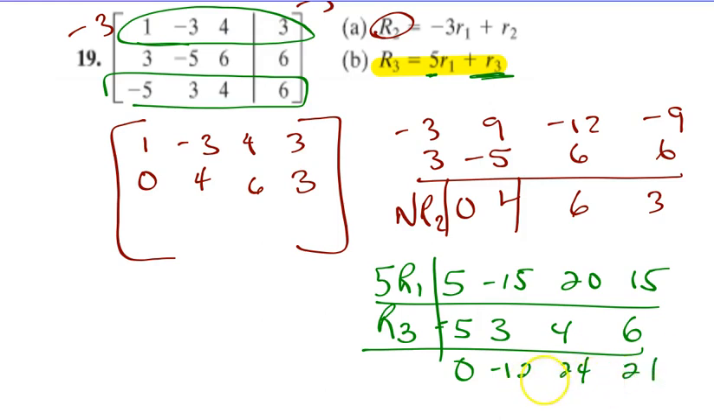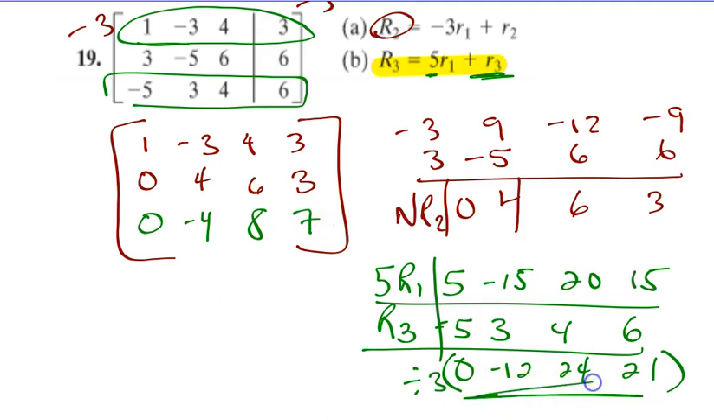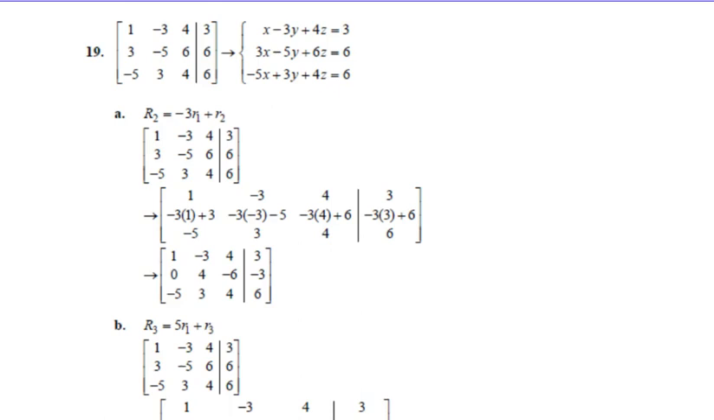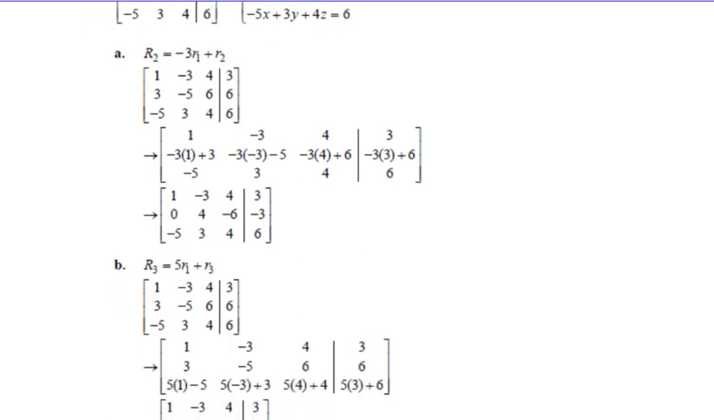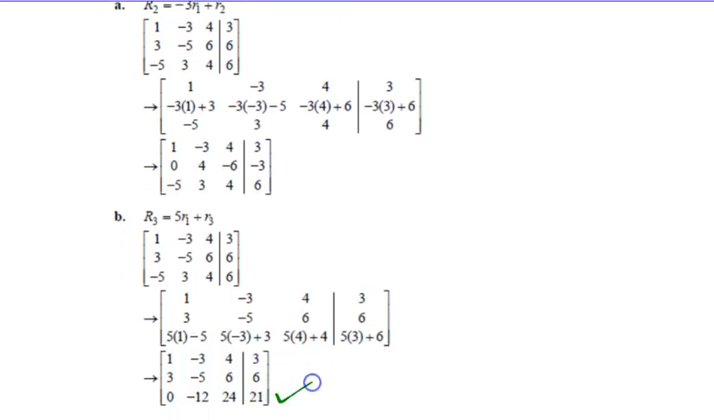By the way, I think this divides by at least 3. So when I bring this over, I'll divide everything through by 3. I get 0, negative 4, 8, and 7. It just makes the numbers a little bit smaller. Remember, this is a system of equations, and you can simplify. You'll see the author did not do that, but I certainly would recommend it.